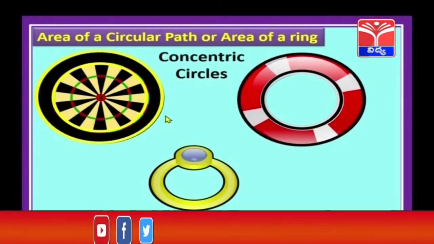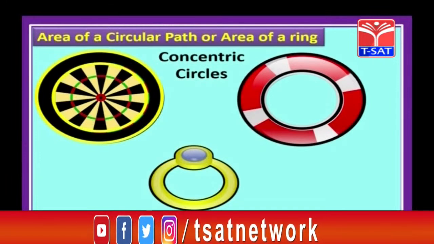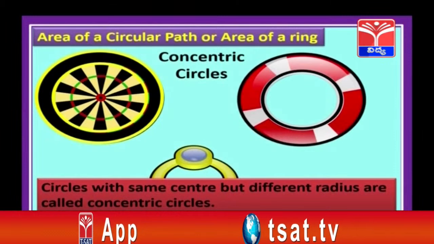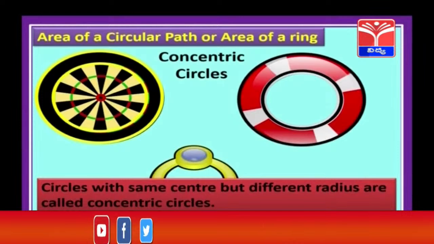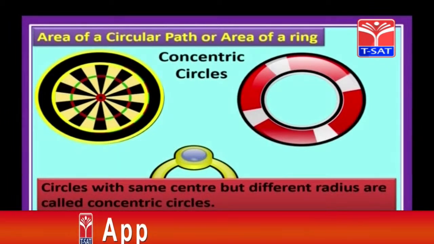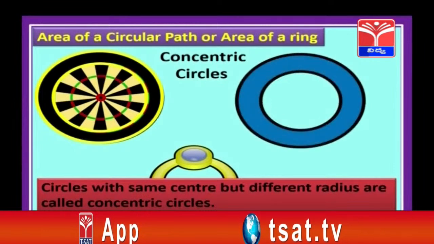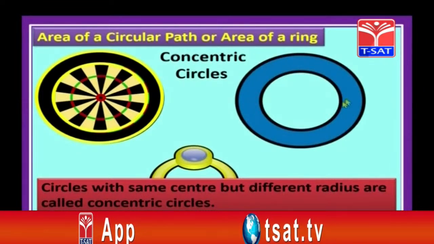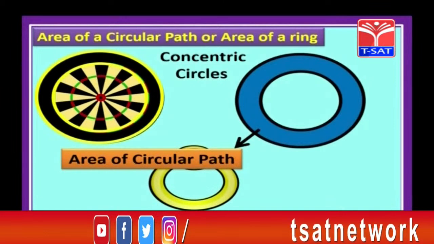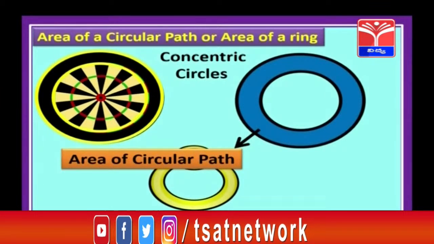Such type of circles are called concentric circles. So what do you call, children? Concentric circles. Now what are these concentric circles? Circles with same center but different radius are called concentric circles. So these circles, they have same center but they have different radius. So we call them as concentric circles, children. Got it? Now let us find the area of this circular path. What is that? Yes, here you can see this is the path, children, whose area we need to calculate.